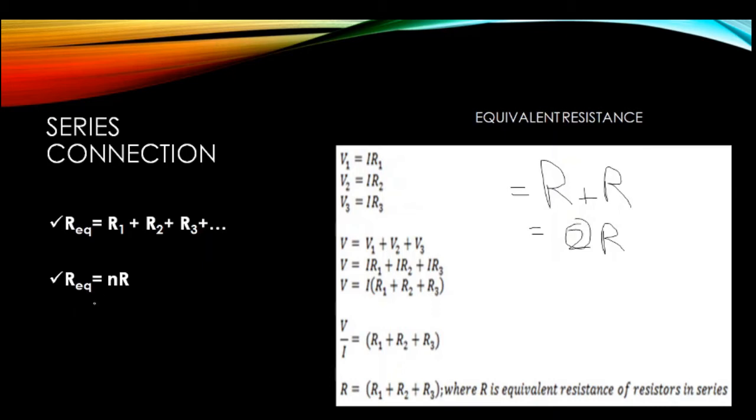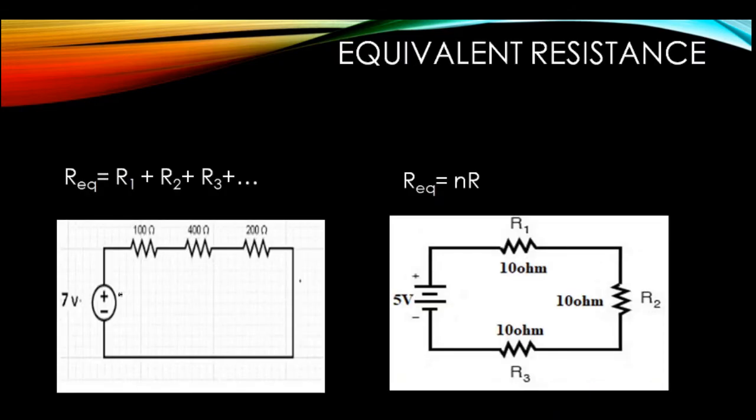I mentioned Req is equal to nR. This formula can be applied to find equivalent resistance when the resistances have the same value in a circuit. We can use this particular formula. Now let us see an example for equivalent resistance for a circuit where the elements are connected in series.